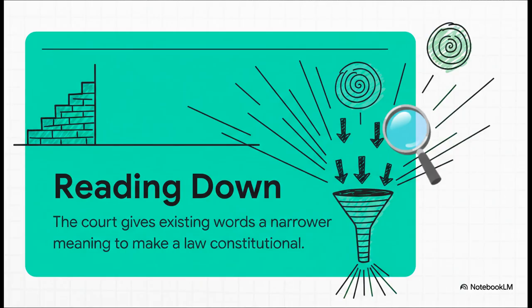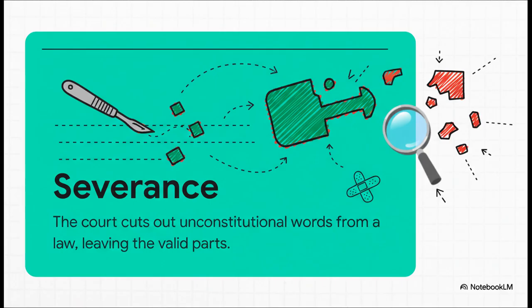The flip side of reading in is, you guessed it, reading down. Here, instead of adding words, the court takes the words that are already there and gives them a much narrower meaning. So if a law bans, say, all disruptive assemblies, a court might read it down so it only applies to violent disruptive assemblies, saving it from being unconstitutional. Then you've got severance. You can think of this one like a surgeon. If just one clause or one part of a law is unconstitutional, the court can carefully cut out that bad part, the unconstitutional bit, and let the rest of the healthy, valid law survive.